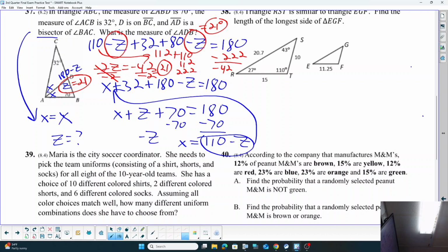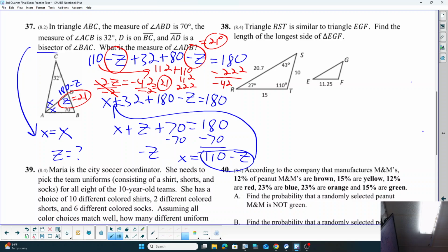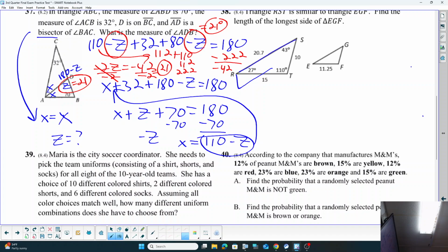Okay, so then similar triangles. Find the length of the longest side. So that's probably the longest side right there. And so that means this is the longest side. Call it x. And we'll do a proportion. So x over 20. Pause me, try it on your own. You're not pausing me enough. You need to pause me.